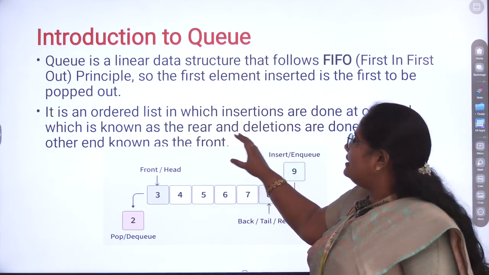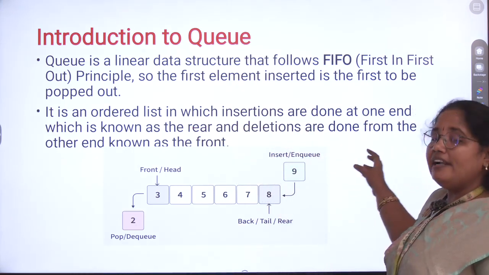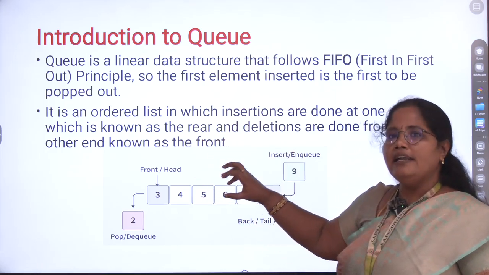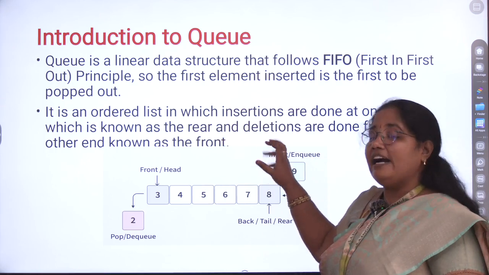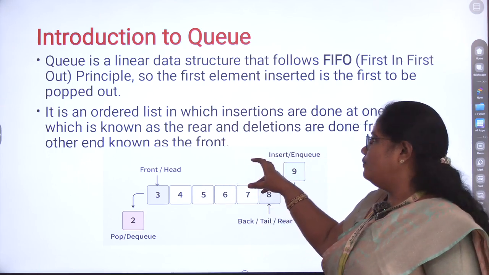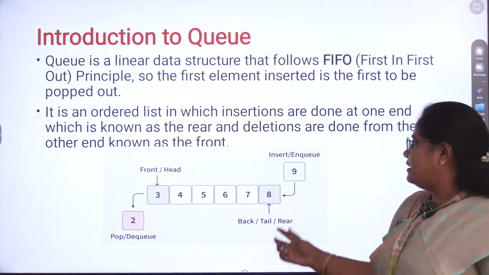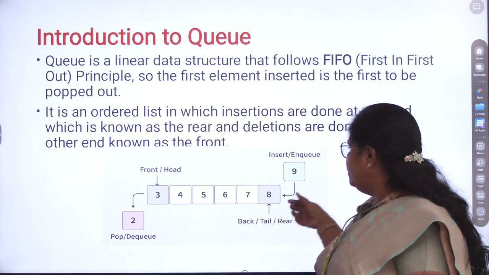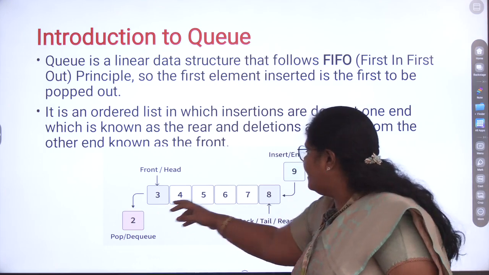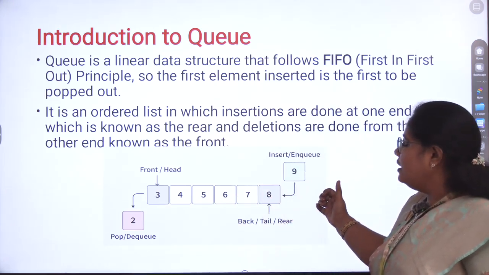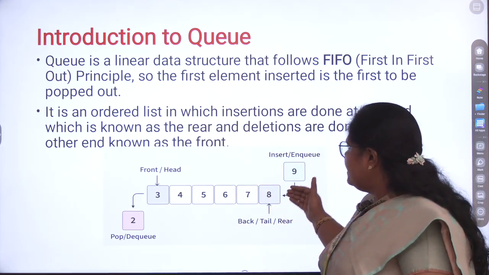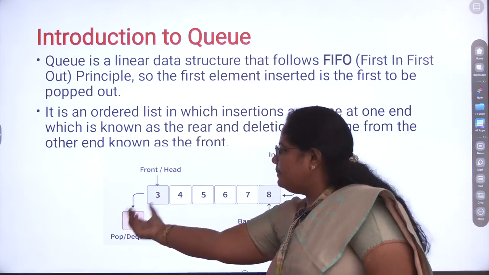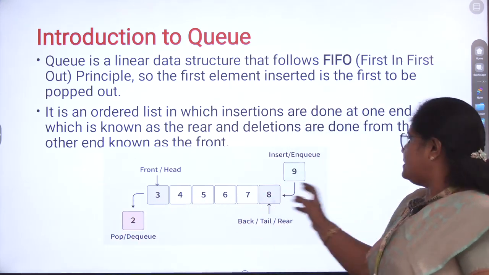So it is an ordered list in which insertions are done at one end, which is called the rear end, and deletions are done at the other end, which is nothing but the front end. So here's the diagrammatic representation of a queue. This is going to be the front end and this is going to be the rear end. The elements will be inserted at the rear end, and the first one will be deleted first.